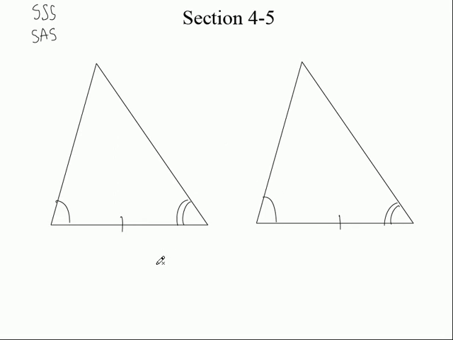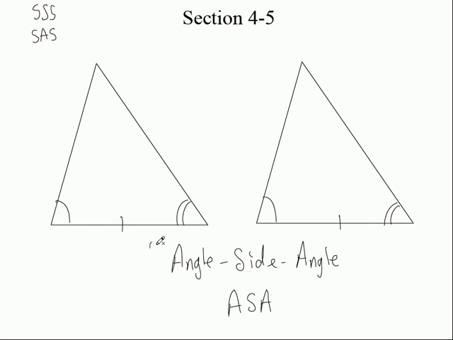So what do you think we call this now? We've had side, side, side, and side, angle, side. What do you think we could call this? Very good. Angle, side, angle. That's exactly right. So we say angle, side, angle. But how do we write it? That's right. We write ASA. So we say angle, side, angle, but we write it ASA.